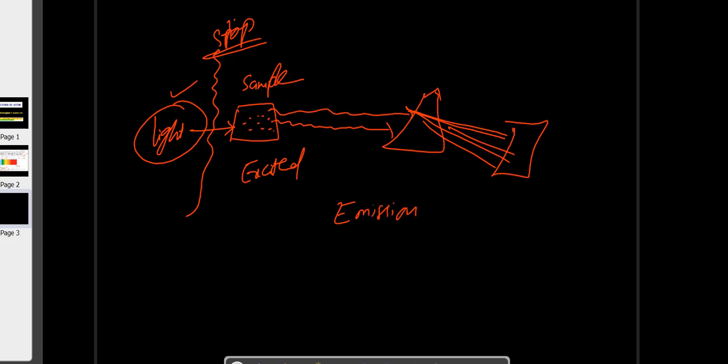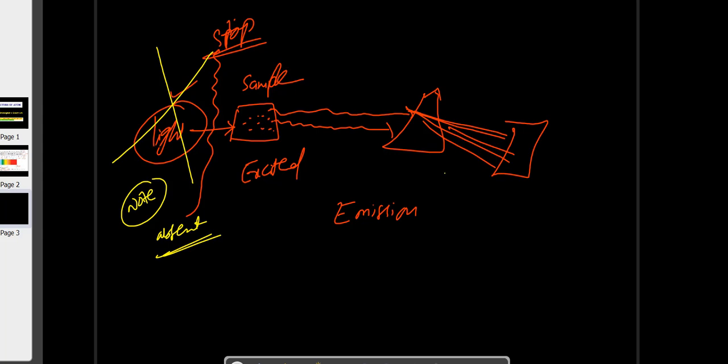Emission spectrum. The note point is here: the light is absent. Whenever we are taking this spectrum, the light is absent. The light means the source of the light is absent. Only the sample is emitting the light.